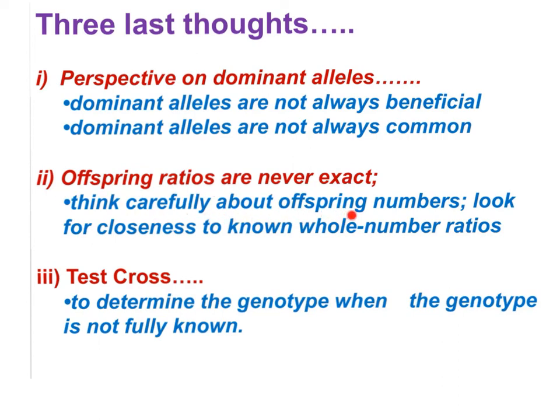Think carefully about offspring numbers. Look for closeness to whole number ratios. Punnett squares can deceive young students of biology into imagining that hereditary patterns appear in whole number ratios. Whole number ratios represent expected values, while actual values are dependent on the random events during fertilization. And lastly, I'd like to introduce you to the test cross. The test cross is used to determine the genotype when the genotype is not fully known. I'll show you about this in just a second.